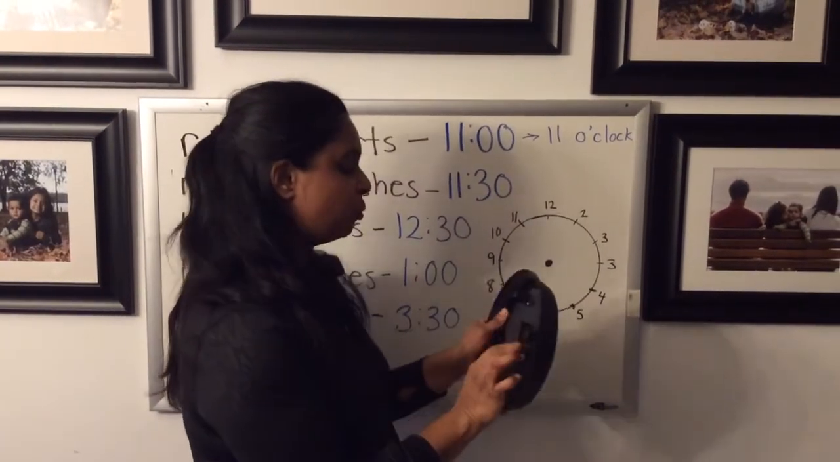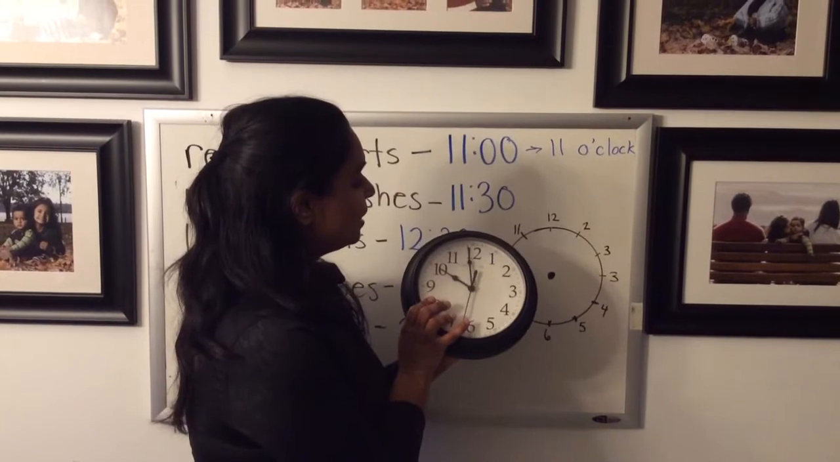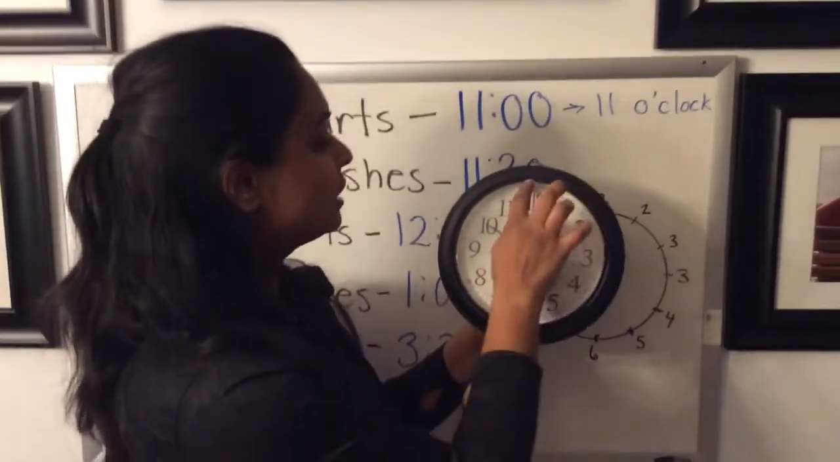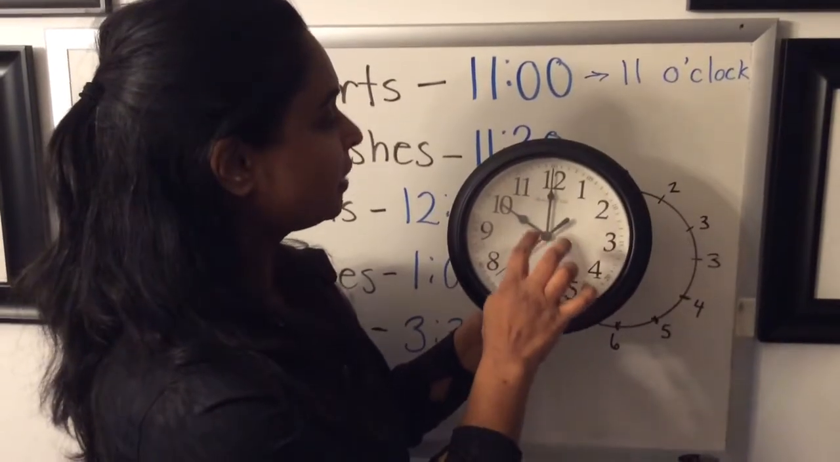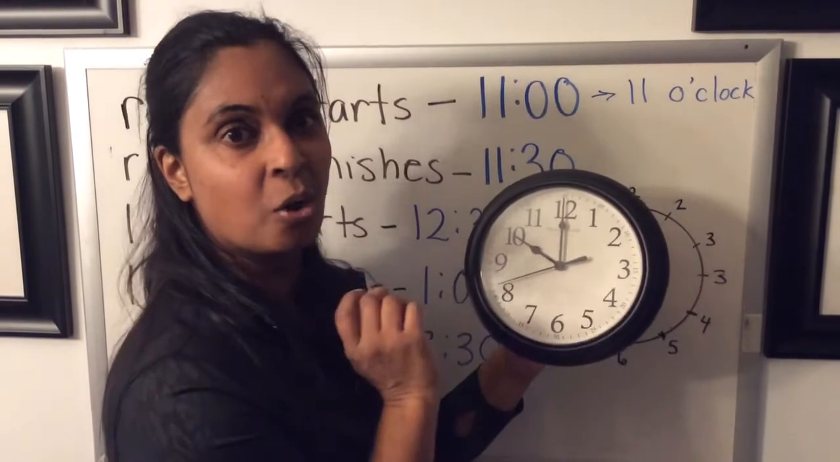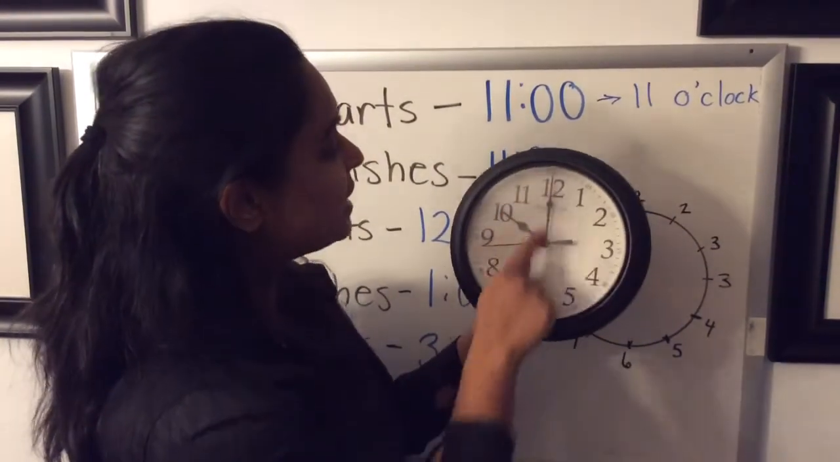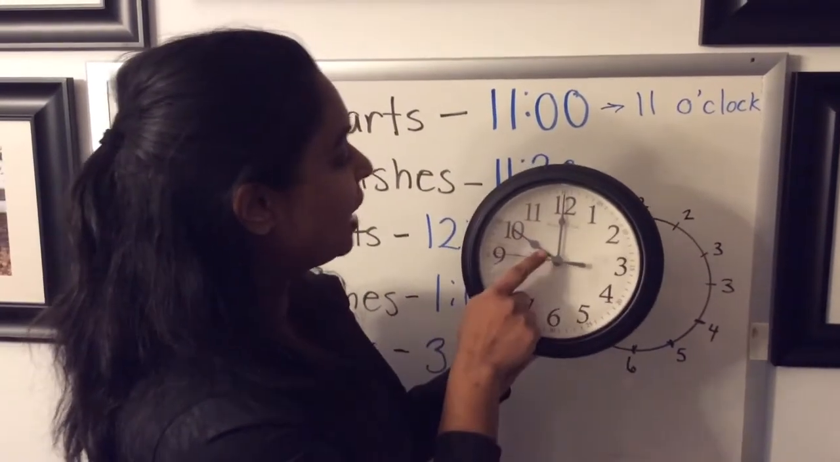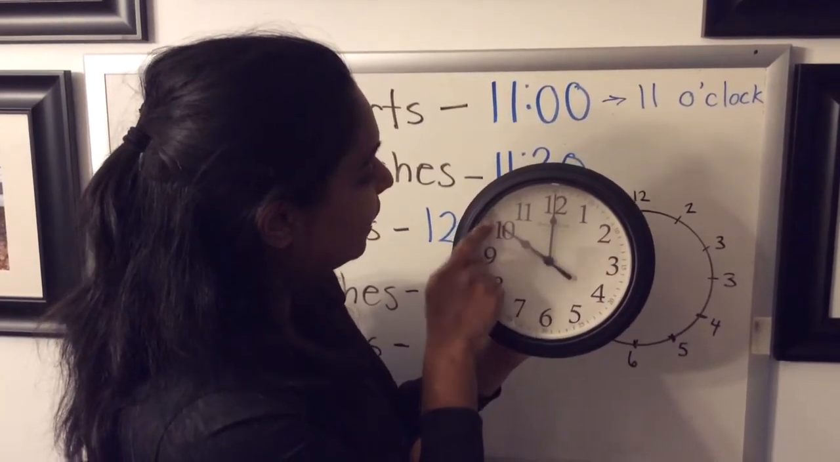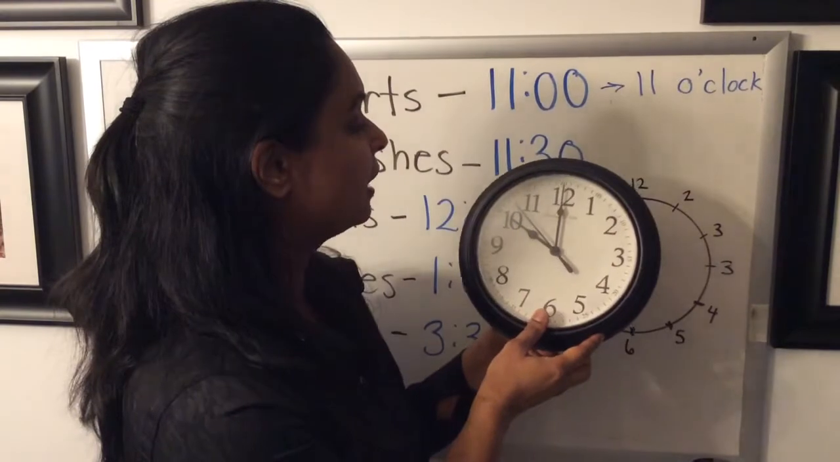Now remember, if you want an o'clock time, this long hand, which we know is the minute hand now, this long hand here has to be on the 12. If it's not on the 12, it is not an o'clock time. So right now I can see that this long hand is on the 12, and that short hour hand is pointing directly at the 10. So that means it's 10 o'clock.